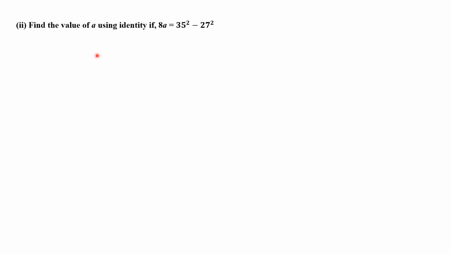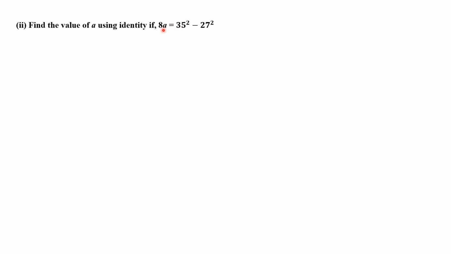Next is find the value of A using identity. If 8A is equal to 35 square minus 27 square. So to solve this question, you have to use the identity. Now you see where you can use the identity.